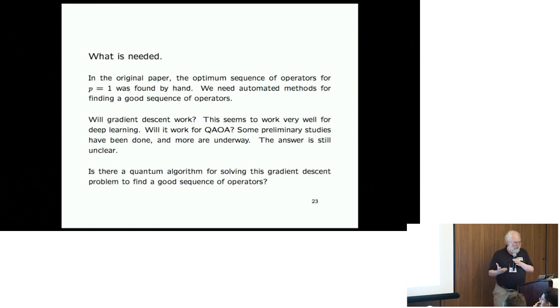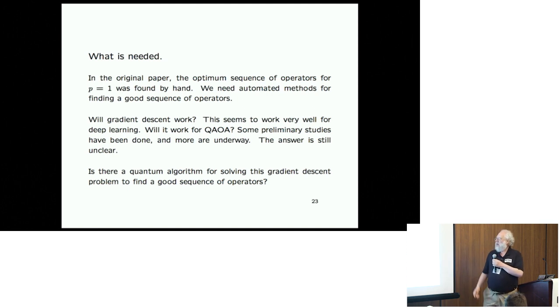So what do we need to do better? Well, what we need is to find this optimal sequence of operators. And for P equals 1, it was basically found by hand, and this is not really going to work very well for large P because the equations are impossible. So you have to find some good way of figuring out this sequence. And then you have to see whether this works well for max cut in general or other optimization algorithms in general.